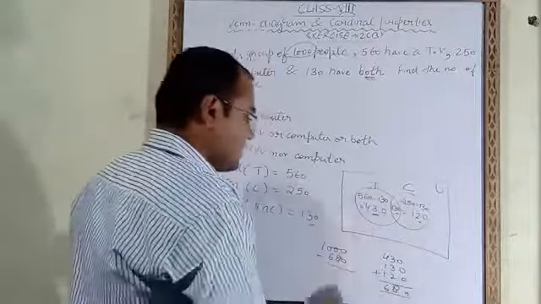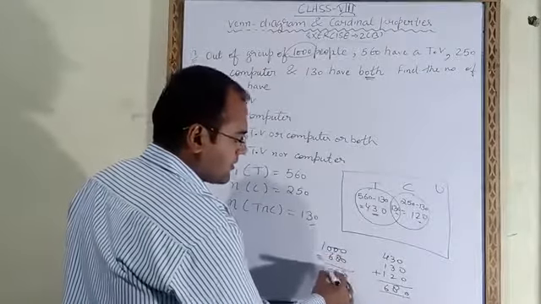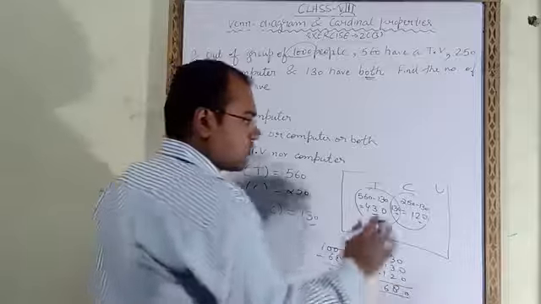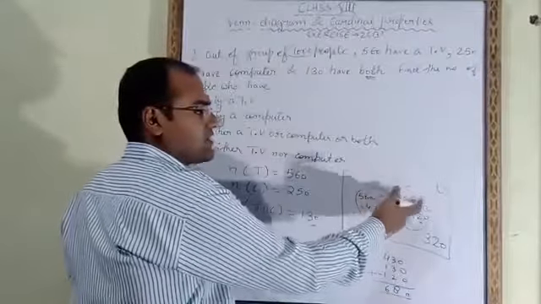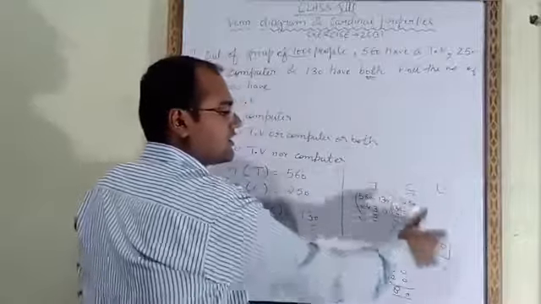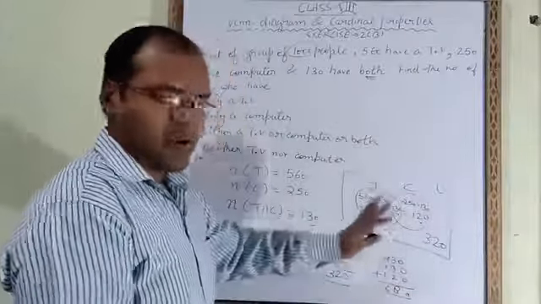So what will we do? We will subtract it. 320 people are still remaining. Those 320 we have to write outside the television and computer circles, in the universal set, outside. So now the Venn diagram is over.